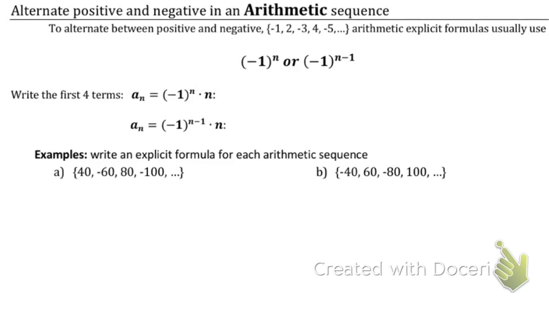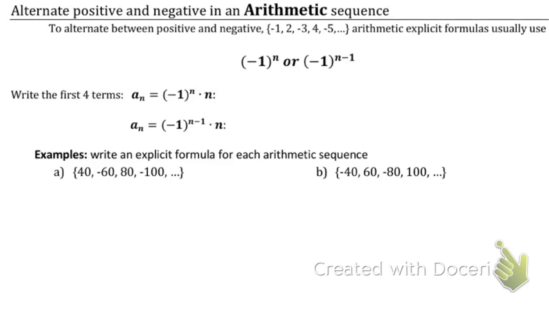To handle the negatives or positives, we're just going to attach either a -1 to the n or a -1 to the n minus 1 out front. That's going to allow it to alternate between positive and negative. What we're basically going to do is attach this on the front of our equation, and this will either multiply your equation by a -1 or multiply it by a positive 1, thus alternating between negative and positive. So, for example, if I have -1 to the nth times n, what would my first 4 terms be?